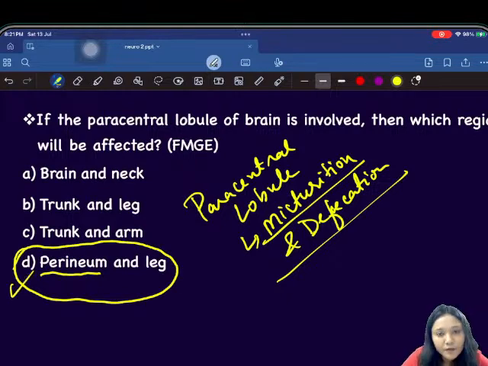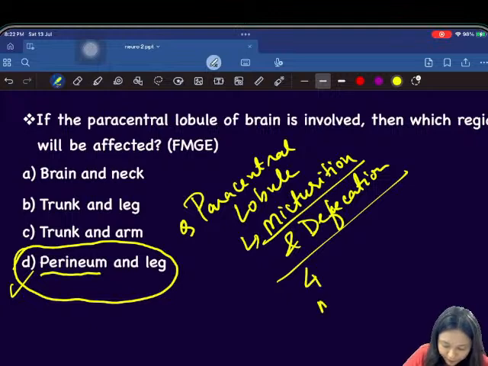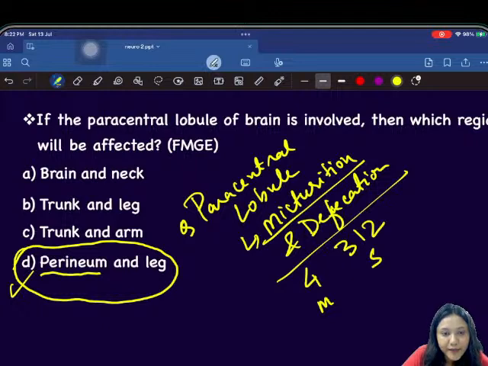Just freeze this thing in your mind: paracentral lobule, micturition and defecation. Area number you have 4 from the motor part and 3, 1, 2 from the sensory part. It's concerned with your micturition and defecation, and if there is micturition and defecation, you know that it has to involve the perineum. So the answer is perineum and leg.